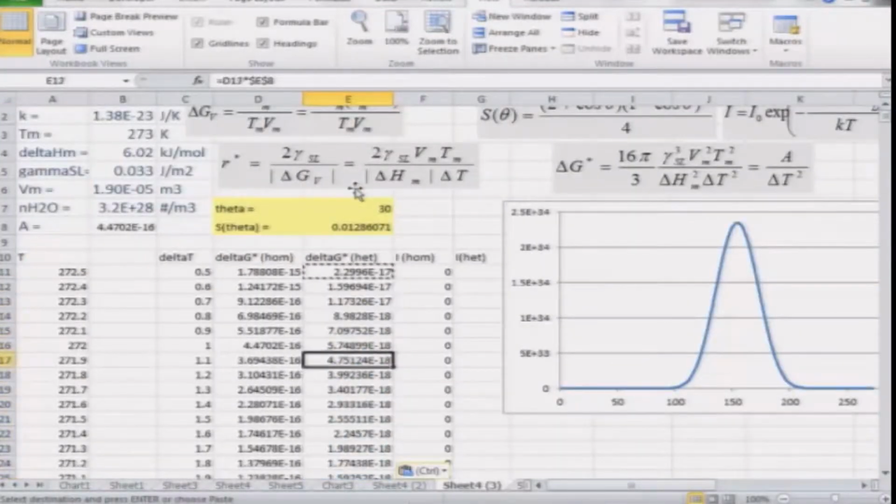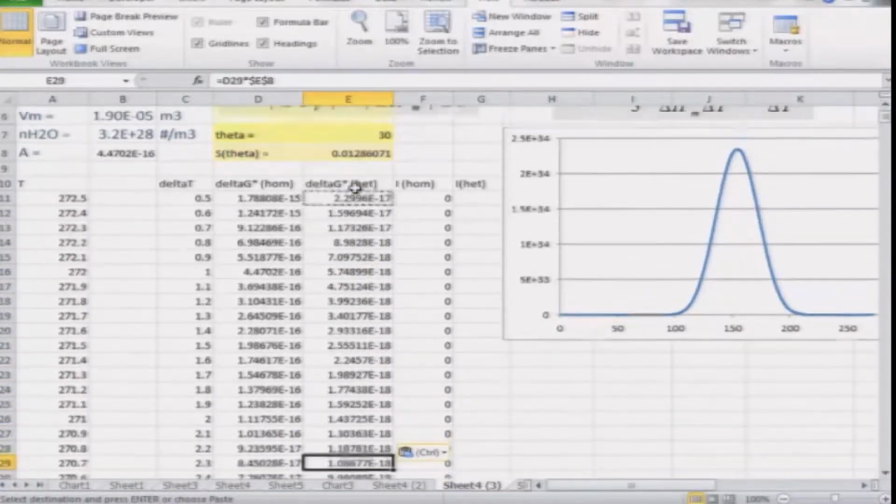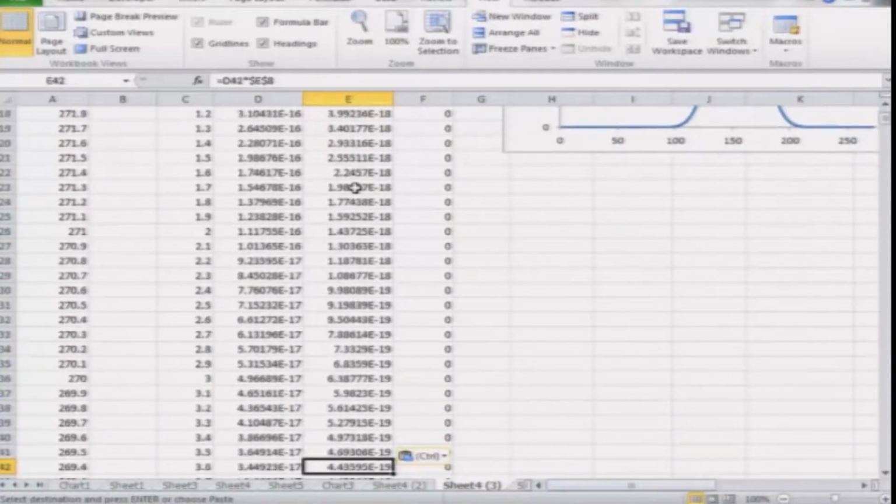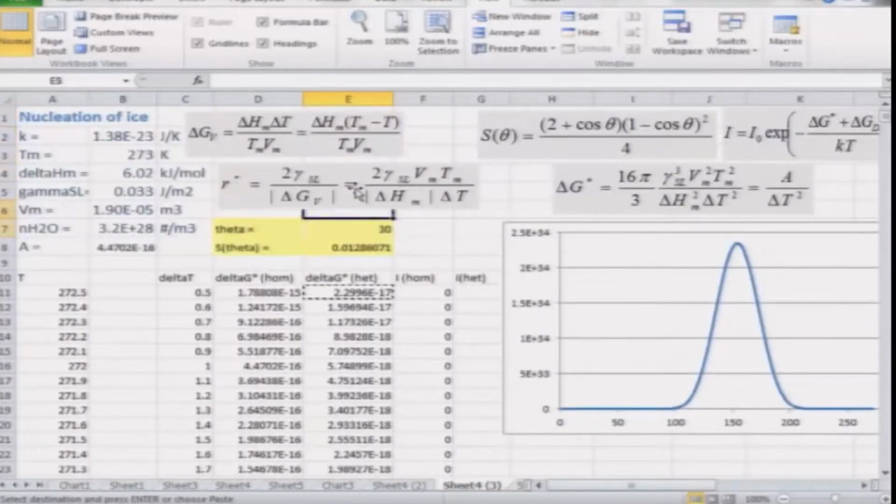So I have now got the free energy for the critical size nucleus, and on your left is the free energy for the homogeneous nucleus at different undercoolings, and you can clearly see that the free energy for the heterogeneous nucleus of critical size is lower than that of the homogeneous nucleus for the same undercooling. Now I calculate the nucleation rate for the heterogeneous nucleation.